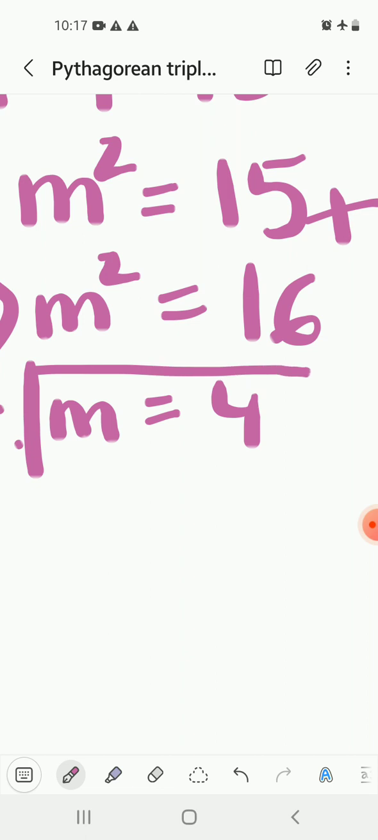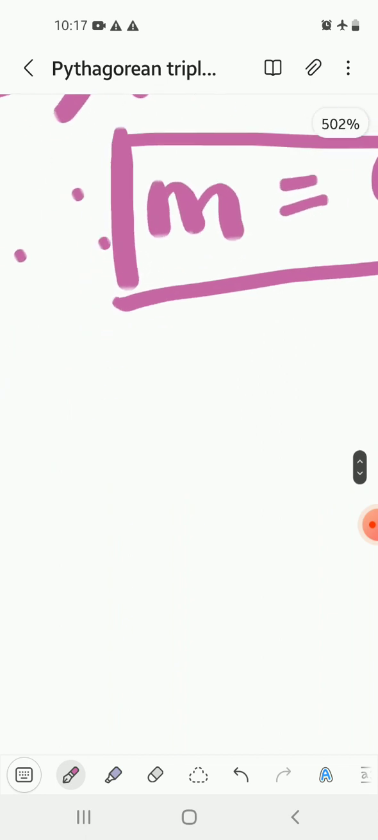Now we have got the value of m, that is 4. So now we are going to substitute the value of m in the other two formulas, that is m square plus 1.